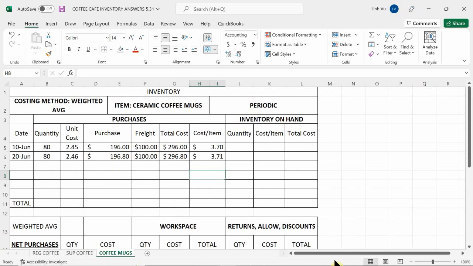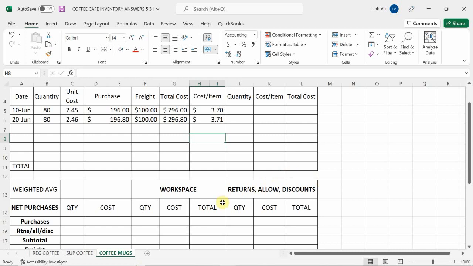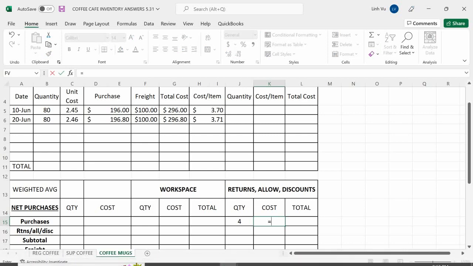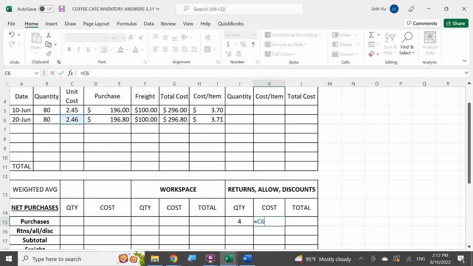So down below, we're going to refund 4, because it's cracked, for a full refund. At what cost did I originally purchase each coffee mug? It was at $2.46 each. And since there were 4, it's $9.84 total. Good, because in this case, we cannot include the shipping. The shipping is an extra cost that we had to agree to for getting the coffee mugs to our store.